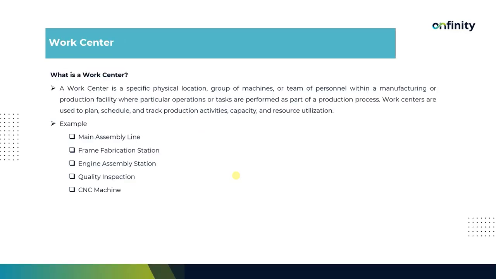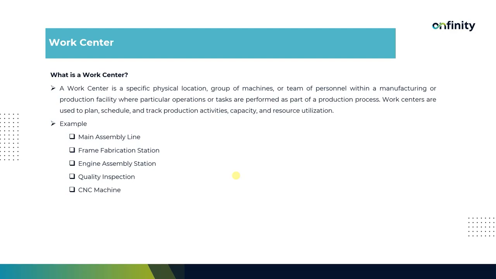Now let's understand what a work center is. A work center is a specific physical location, group of machines, or team of personnel within a manufacturing or production facility where particular operations or tasks are performed as part of the production process. Work centers are used to plan, schedule, and track production activities, capacity, and resource utilization. For example, a work center can be a main assembly line, a frame fabrication station, an engine assembly line, quality inspection, or a CNC machine.